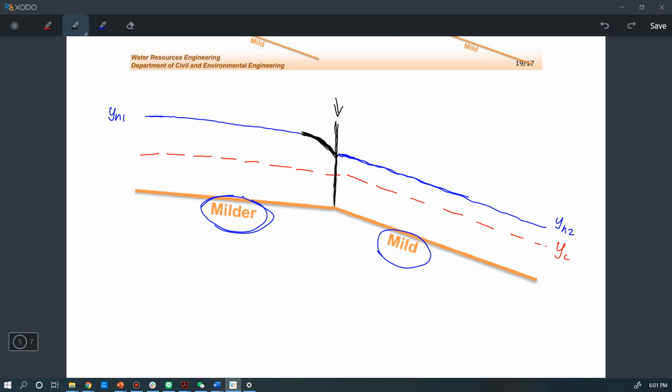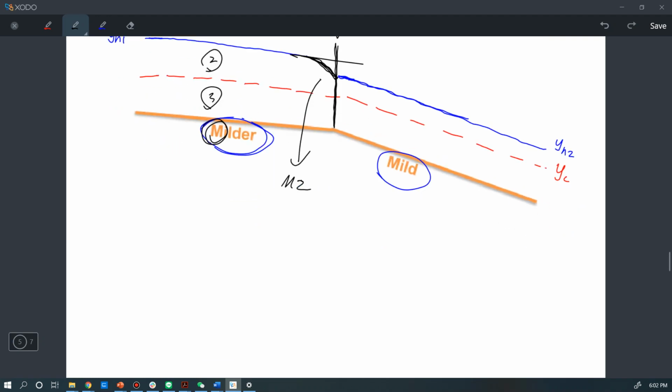And similarly, we can number these three areas with number 1, number 2, and number 3. Okay, so this curve happens at area 2, and it's a mild slope, so we can denote this curve as an M2 curve. Okay, now let's move on to the next one.